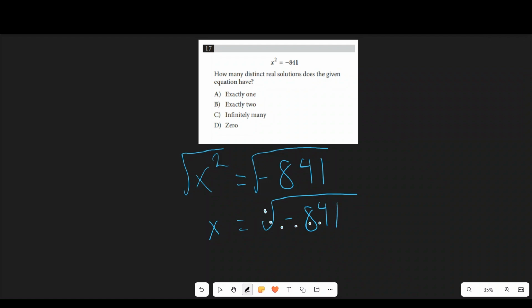So you might be thinking, okay, there's a solution right there. Why wouldn't it be just exactly 1? Well, if you put A, you would actually be wrong, because the key here is they're asking about real solutions. And you can't really get a real number if you take the square root of a negative number.